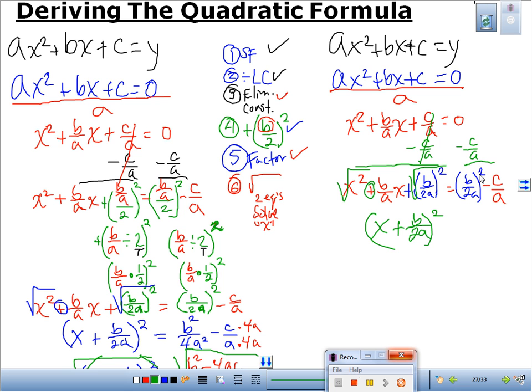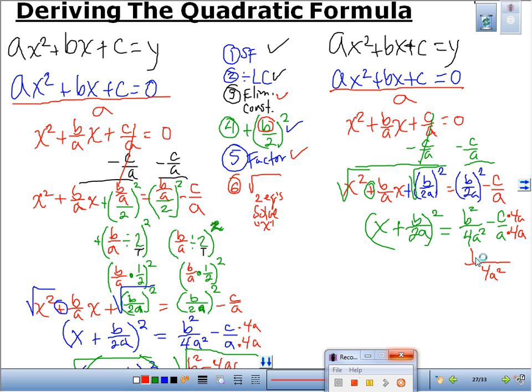And then I bring this down. What is B squared over 4A squared? It's B squared over 4A squared. And I bring down the negative C over A. At that point, before I do the next step, can we subtract these two fractions? Yeah. We need a common denominator. What do I need to multiply this side by? 4A. Times 4A times 4A. So my common denominator is 4A squared.